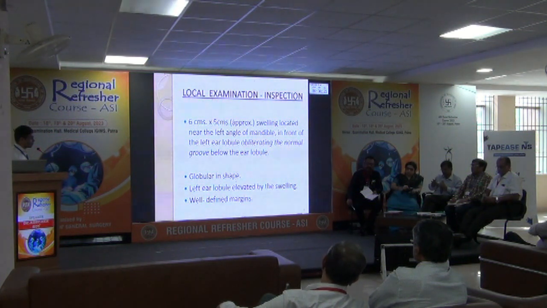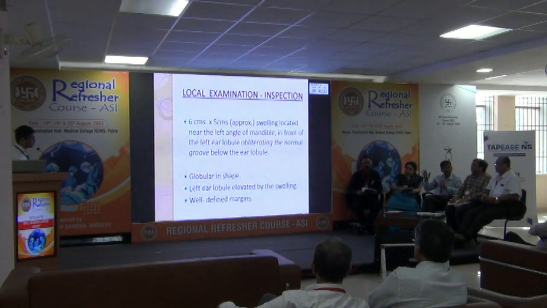At PG level, I would expect that you start by saying that there is a swelling in the left parotid region. Let the examiner ask you why you say parotid region. You are trying to say mandible, zygoma, below this. Instead of that, you straight away start saying that there is a swelling in the left parotid region, lifting the ear lobule, and this is the dimension of the swelling. How have you measured the swelling? You say 6 cm by 5 cm. What have you used? Measuring tape.